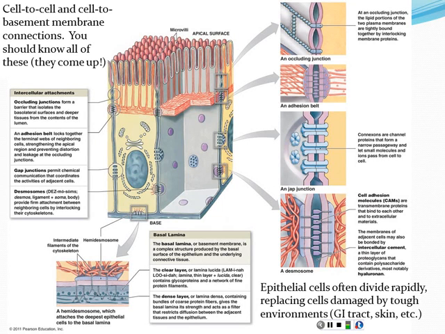So occluding junction keeps things from going in between cells. Adhesion belt holds cells together. Gap junctions allow stuff to go from one cell to the other. And then desmosomes hold cells very strongly together.